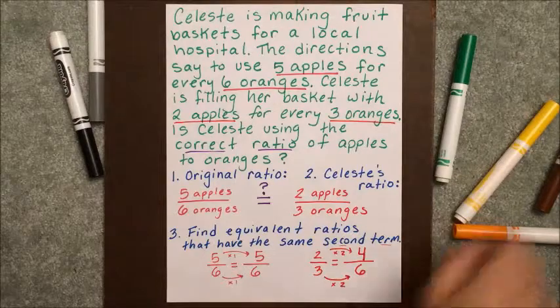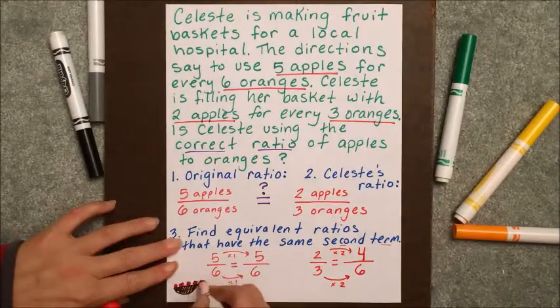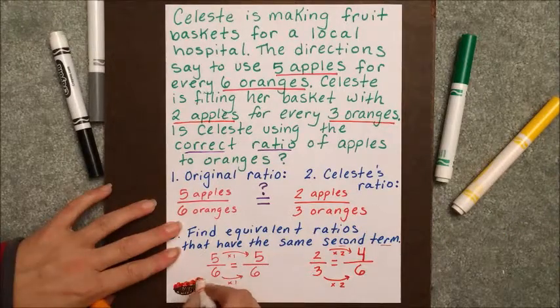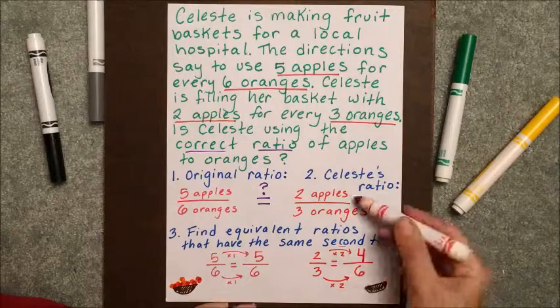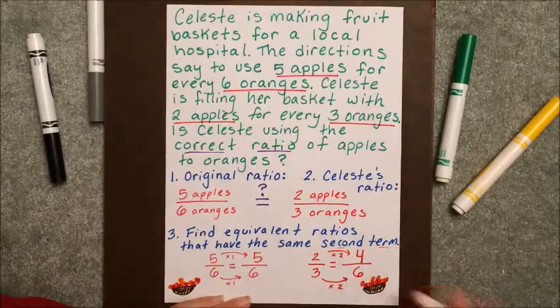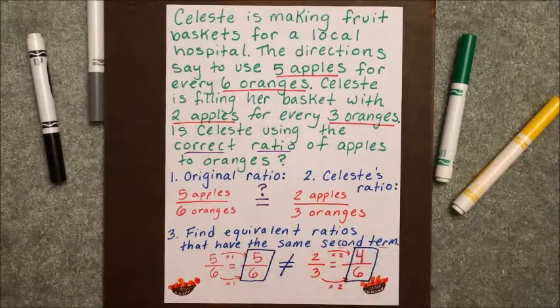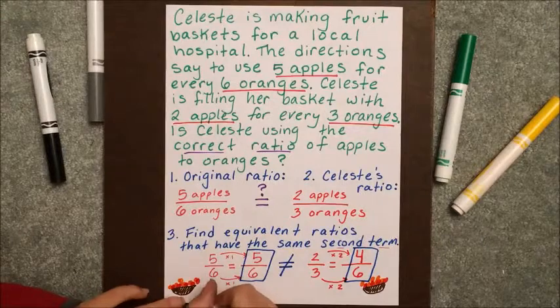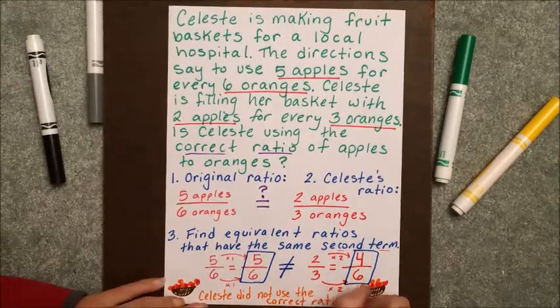So if we were to visualize this, our first ratio is a basket of 5 apples with 6 oranges. And our second basket only has 4 apples with the 6 oranges. So the two ratios actually are not equivalent. They are not the same. So your answer in the form of a sentence is no, Celeste did not use the correct ratio.